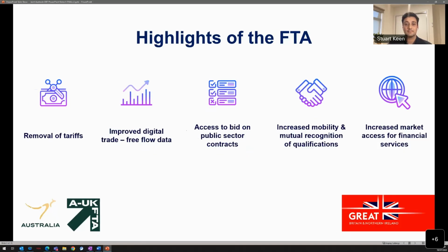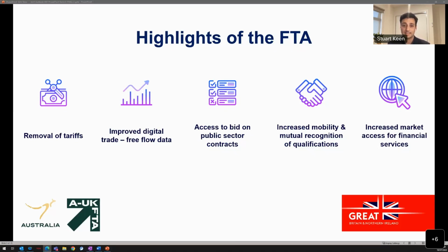We've got some highlights and some advantages of the free trade agreement. So the removal of tariffs, of course, applies to some services businesses, but is also very impactful for goods businesses and exporters of food and agri and things like that as well. It allows businesses to trade and invest more freely, creating opportunities for Brits and Aussies to collaborate on shared challenges.